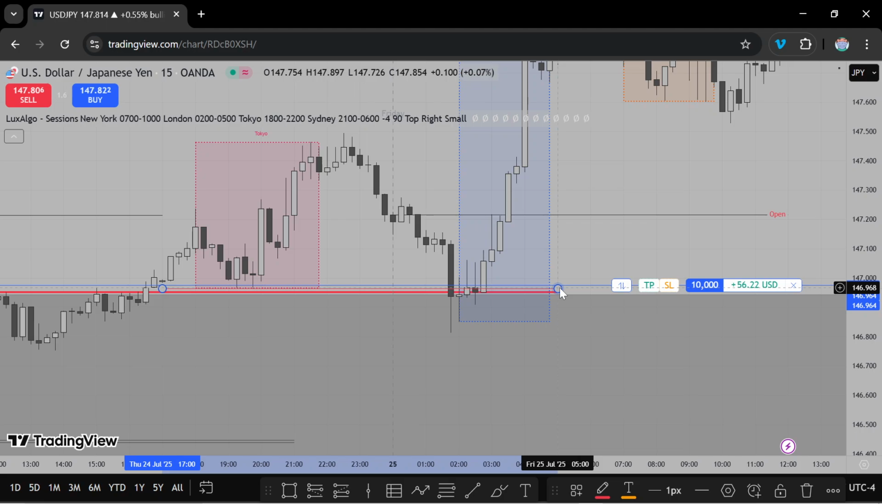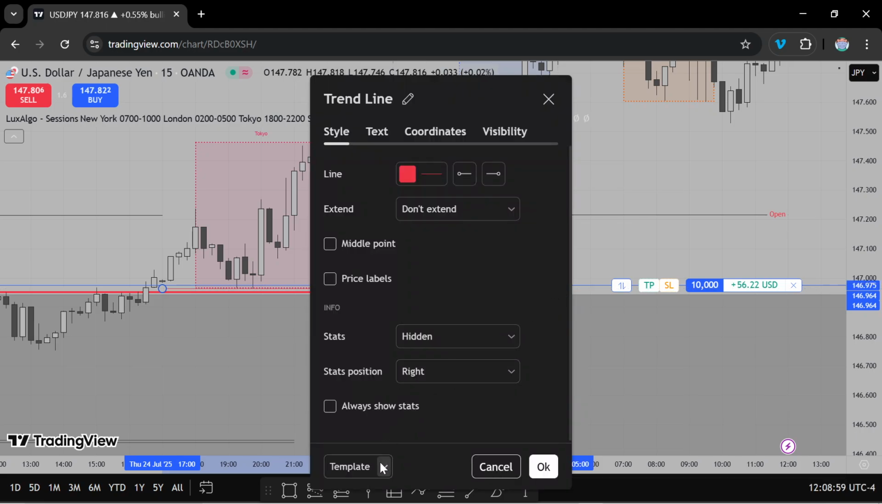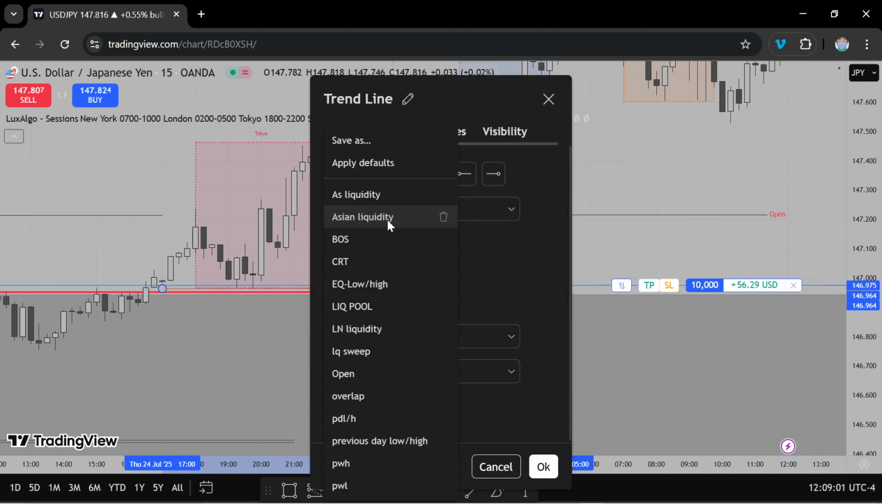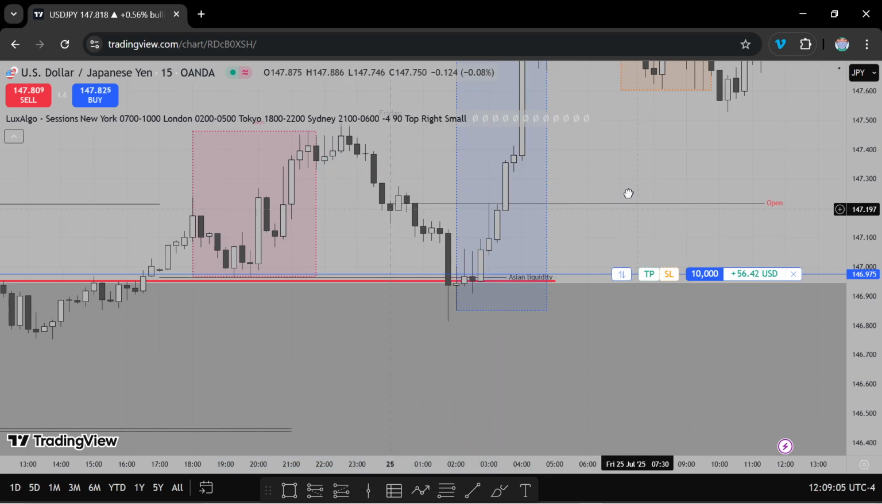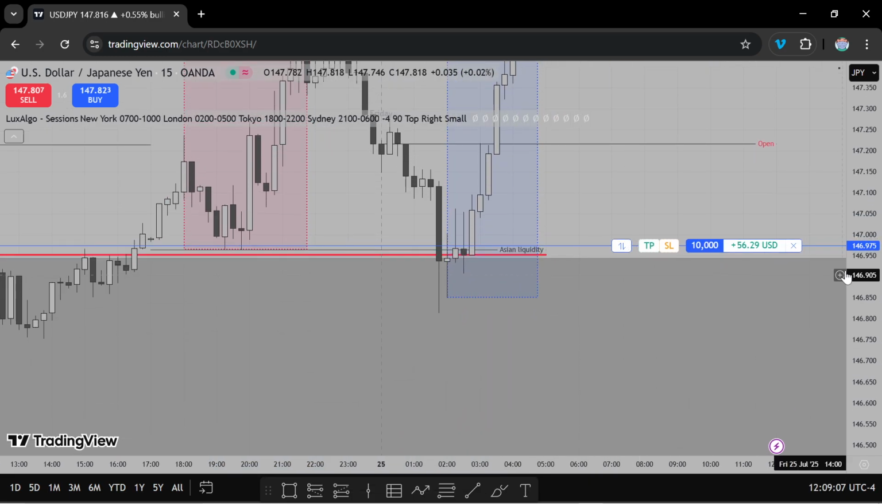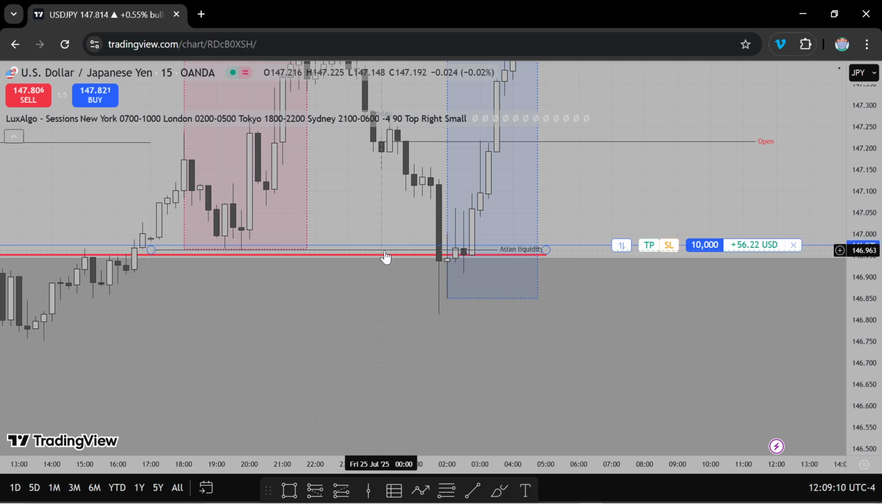We did take Asian liquidity right there. So Asian liquidity has been taken right there. We have taken our Asian liquidity that is perfectly lining up with the fair value gap, which is also perfectly lining up with this fair value area right here.